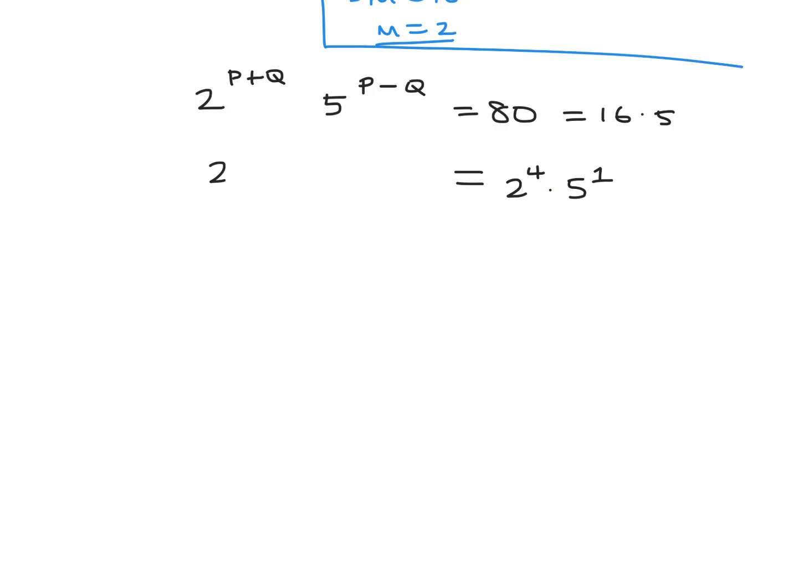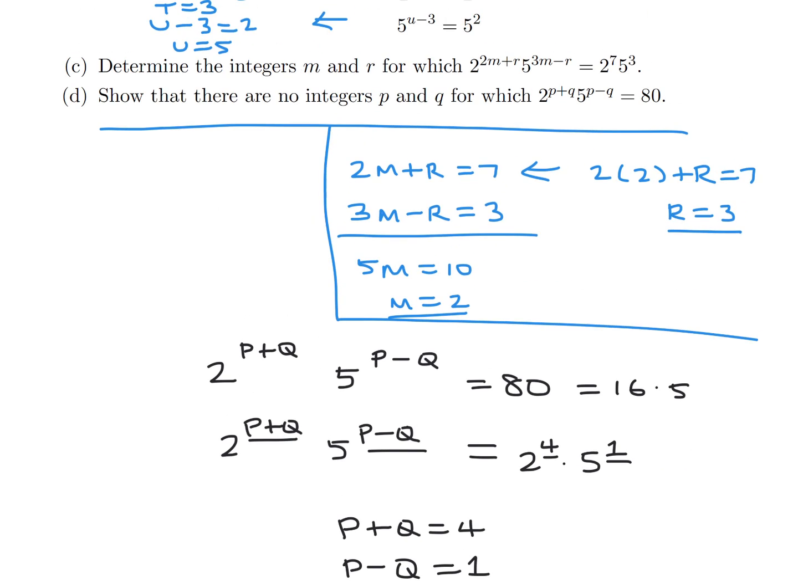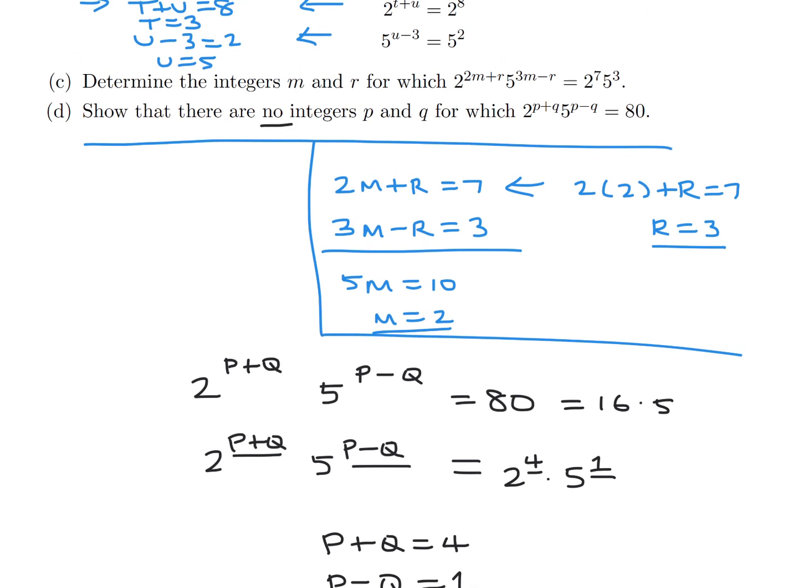And then this doesn't change for now. All right, so now if we match these exponents, that would basically mean that p plus q is 4, and p minus q is 1. Okay, add them, and we get 2p is equal to 5, so that means p is equal to 2.5. So there we go. Since 2.5 is not an integer, we have shown what they are asking us to, that there are no integers p and q for which this holds true.